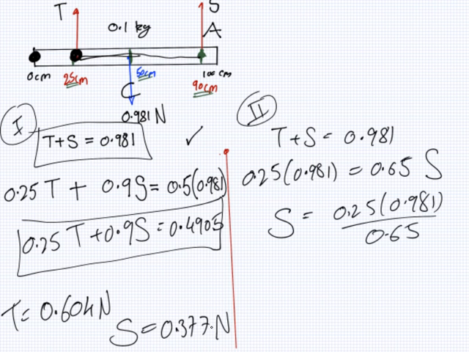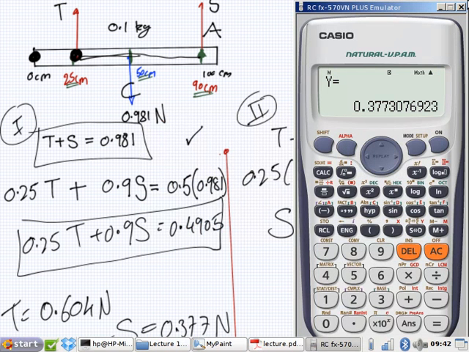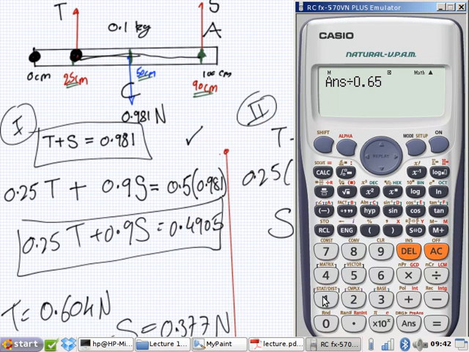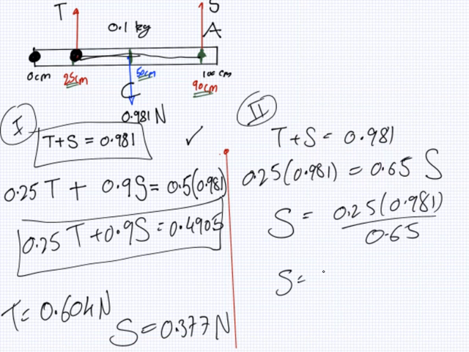Let's see if I get the same answer. Mode 1. Ready? Hold on to your table now. We should get 0.377. We do. It's the same answer. So S equals 0.377 newtons and T equals 0.604 newtons.